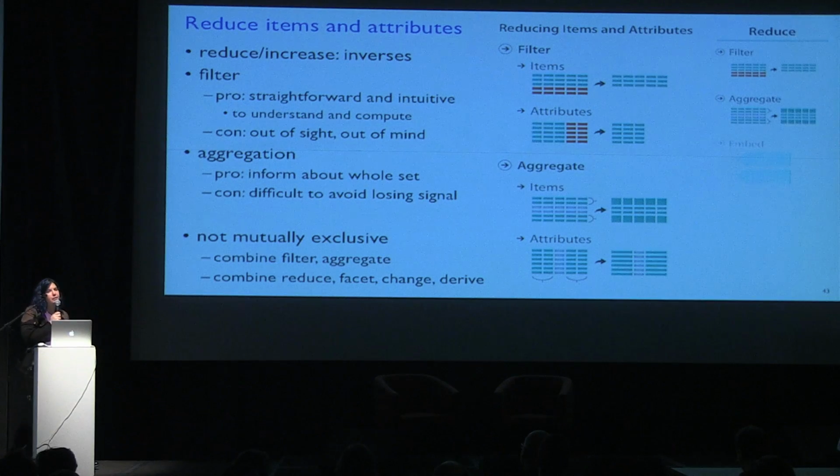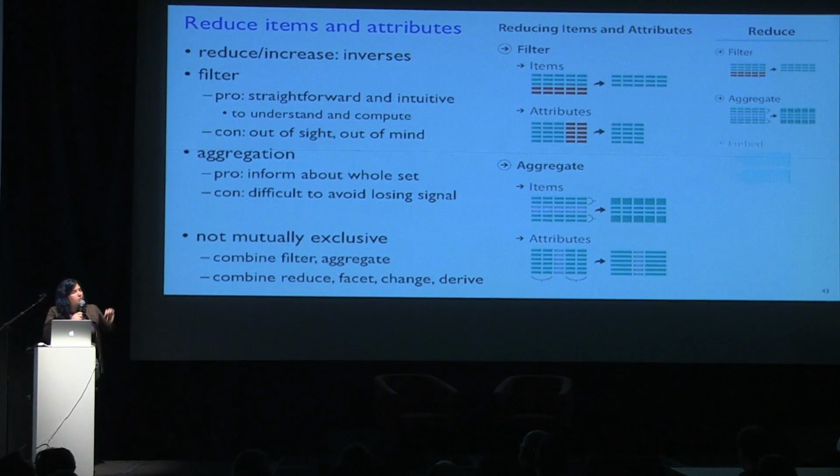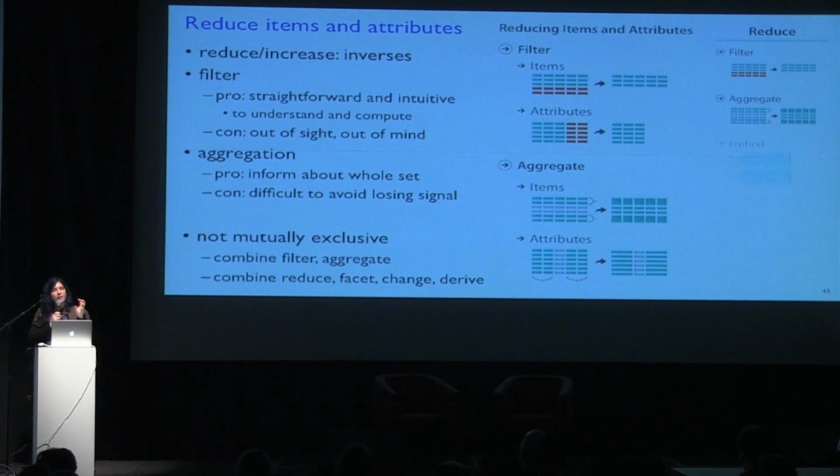What you could also do, instead of simply throwing out information in the filter case, and you could filter either items or attributes, I'll mention, what about the aggregation case? You can have items where you have a proxy for a whole set of items that you're not showing. And what's nice is you've got some information about everything. What's tricky is, how do you do that? How do you avoid filtering out the signal you wanted to show when you do that aggregation? So the devil is in the details with aggregation.